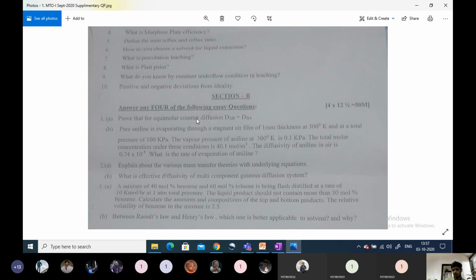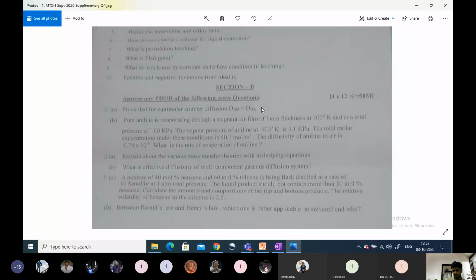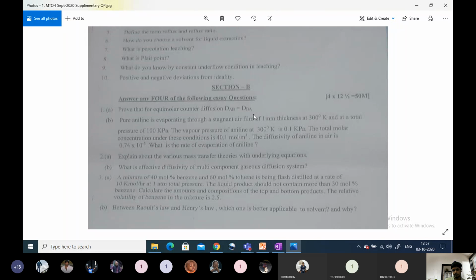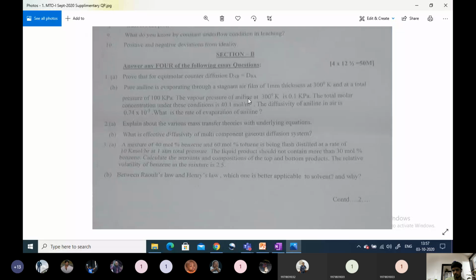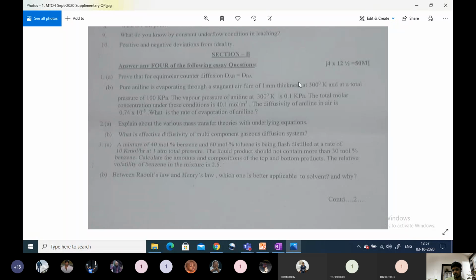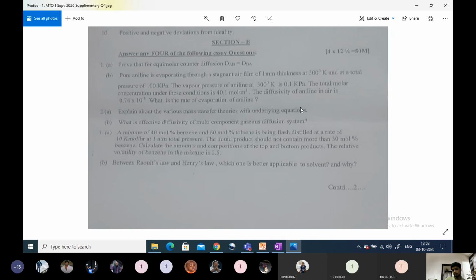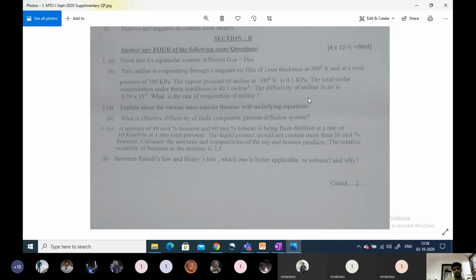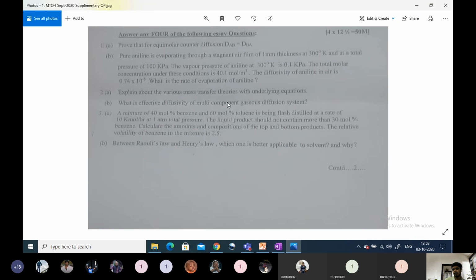If you see, prove that equimolar counter diffusion, D_AB is equal to D_BA. Many times they ask this, and we already derived it. This aniline problem, we already solved. What is the rate of evaporation of aniline? Then explain various mass transfer theories with underlying equations. So film theory, penetration theory, surface renewal theory, you have to explain. And what is effective diffusivity?